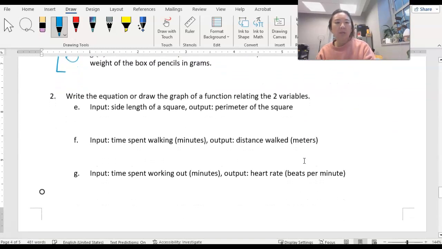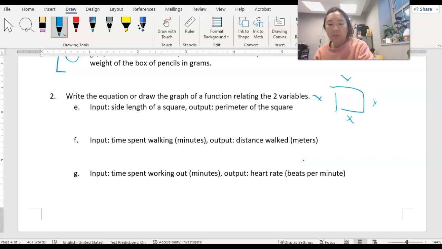For number 2, it says write the equation or draw the graph of a function relating two variables. In this case, the input is the side length of a square, and the output is the perimeter. Remember, perimeter is adding up all of the sides, so perimeter of x would be 4x. This one is easily represented with an equation.